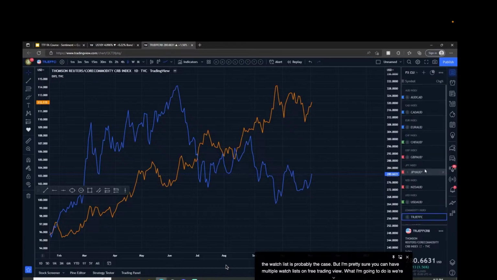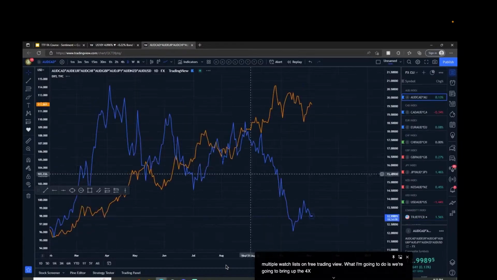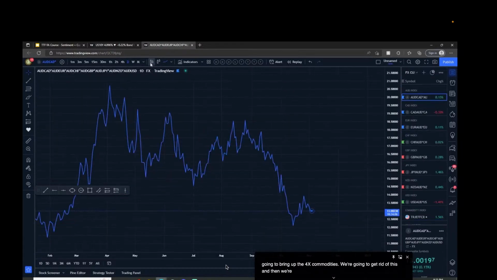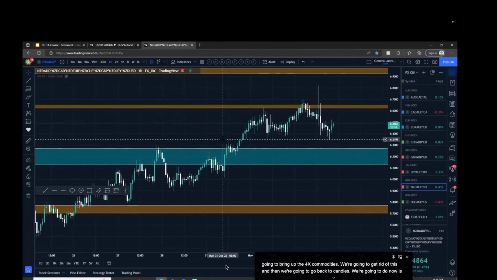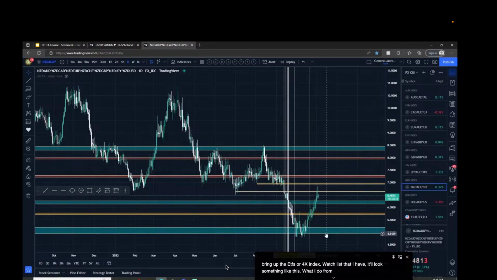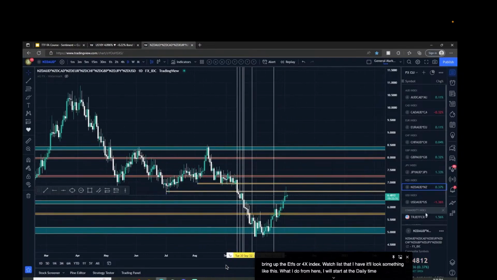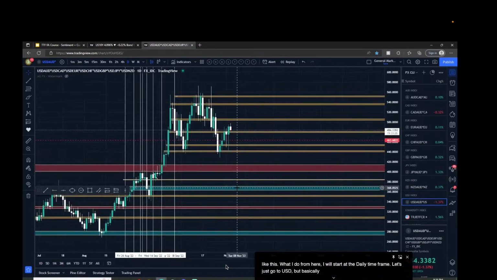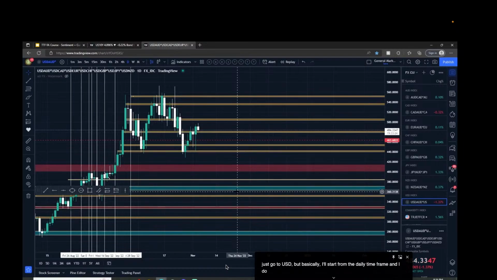What we're going to do is bring up the Forex commodities. We're going to get rid of this, and then we're going to go back to candles. What we're going to do now is bring up the Forex ETFs or Forex index watch list that I have. It'll look something like this. What I do from here, I will start at the daily time frame. Let's just go to USD. But basically, I start from the daily time frame and I do my technical analysis.